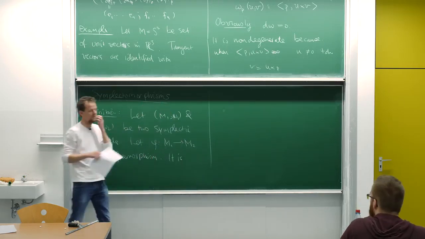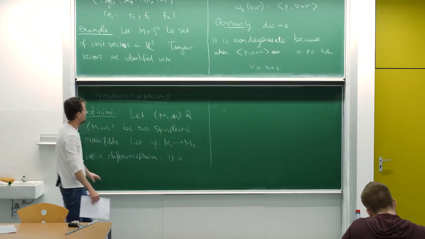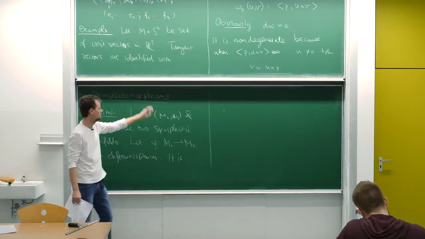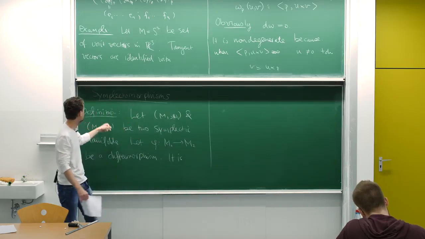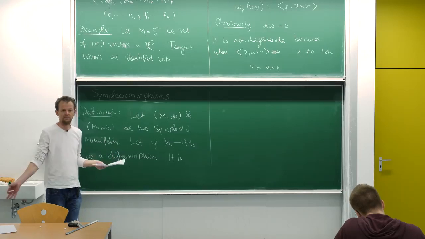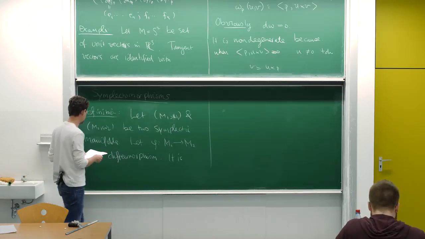And this diffeomorphism is called a symplectomorphism when it takes the symplectic form across. It pulls back the symplectic form omega 2 back to omega 1 on M1. So it's got to be a smooth map between them and it's got to respect the symplectic structure. Done. So that's how we're going to do it.